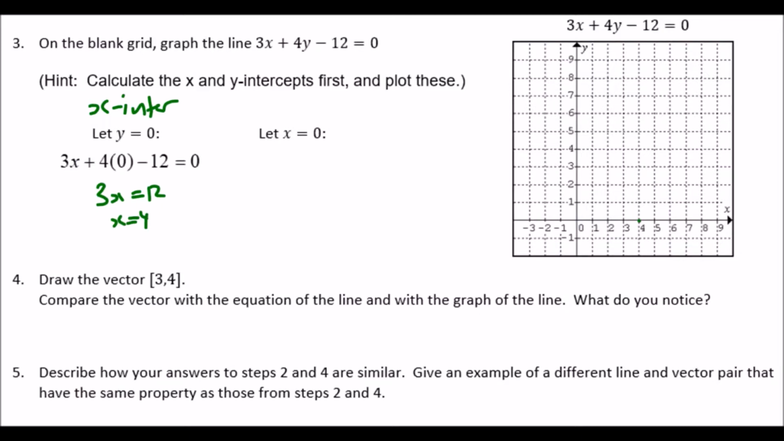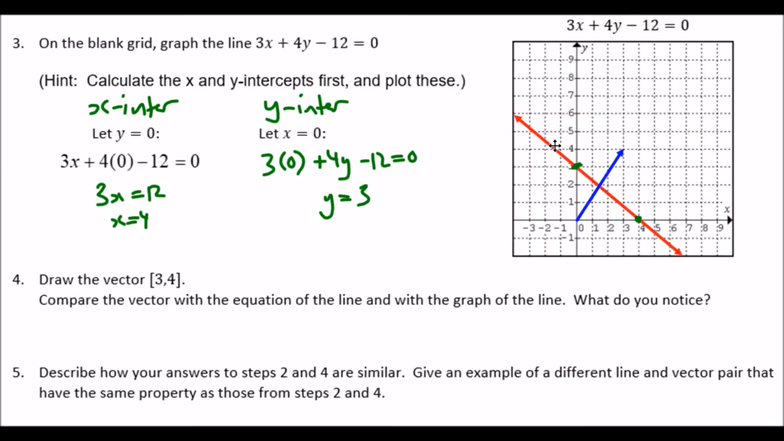So on the line here, I'm going to put a pointer there. X equals 0, so this is my y-intercept. So I'm going to put 3 times 0 plus 4y minus 12 equals 0. So here I get, bring the 12 over, divide by 4, I get y is equal to 3, so I have a point right here. Once I get these 2 points, I can then draw my line. I'm going to cheat a little bit. A little step ahead of myself, but there's my line, that red line there.